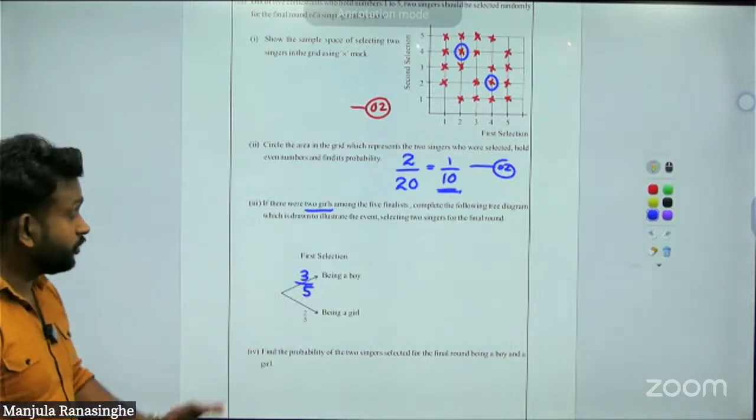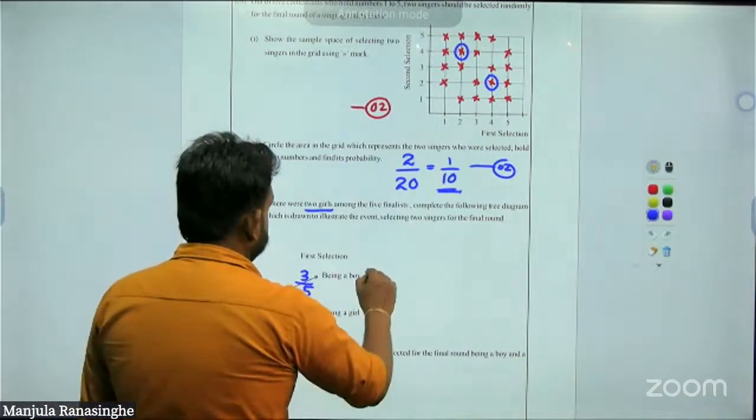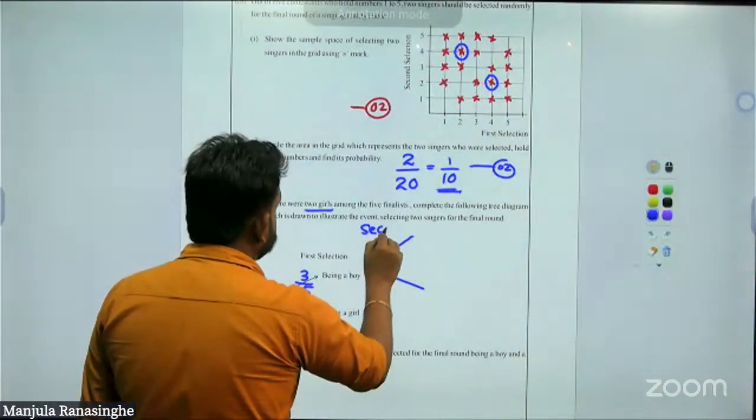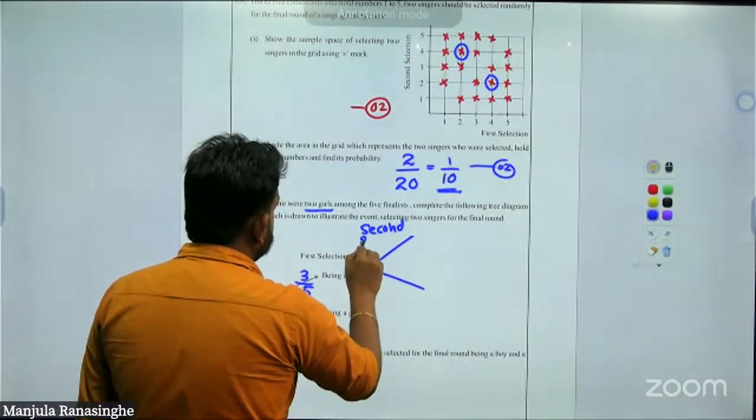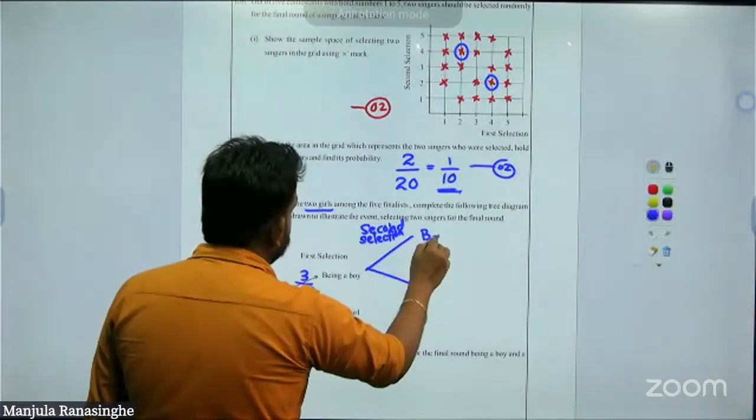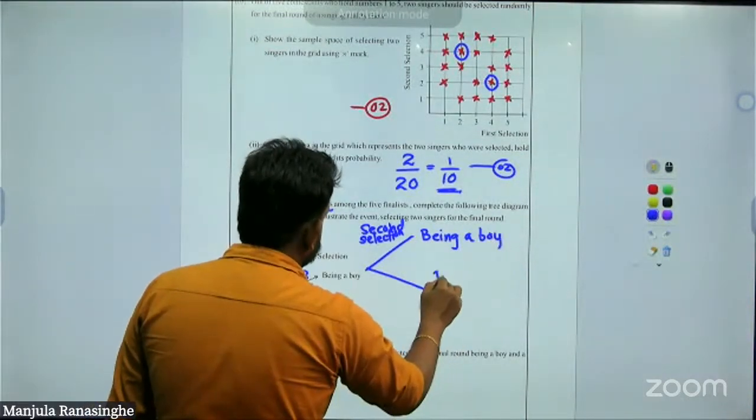Okay, now we are going to extend to the second selection. This is called the second selection. We have to name that branch. Then there is being a boy, here being a boy, and here being a girl.